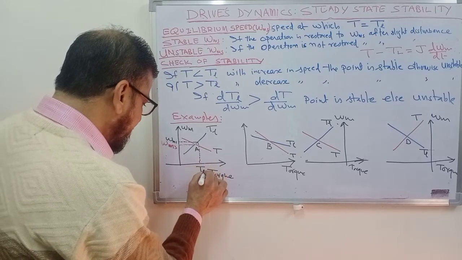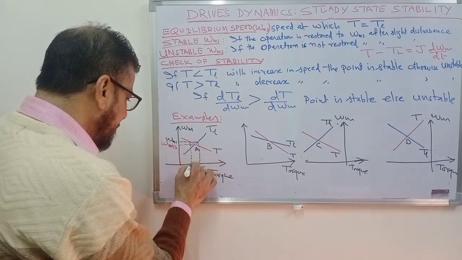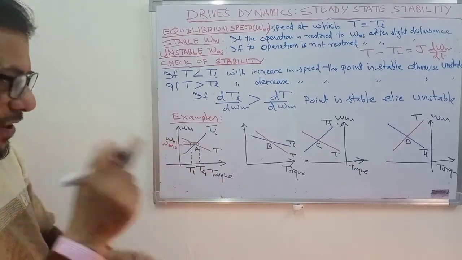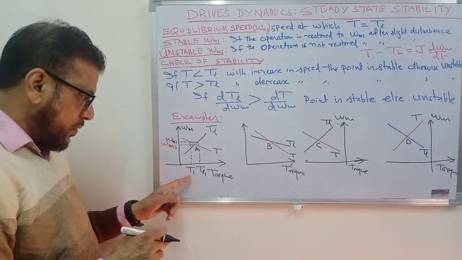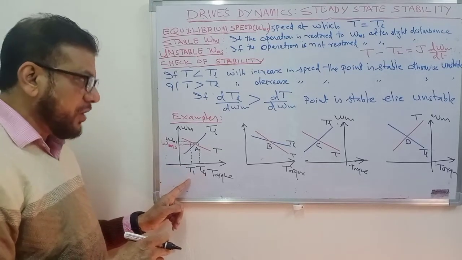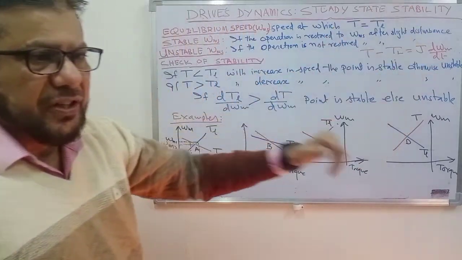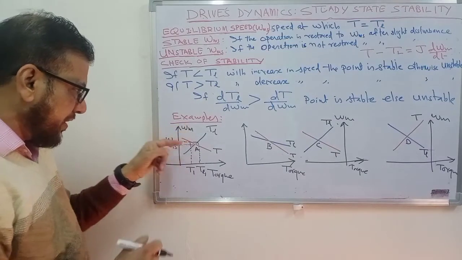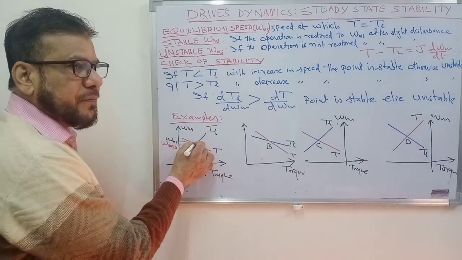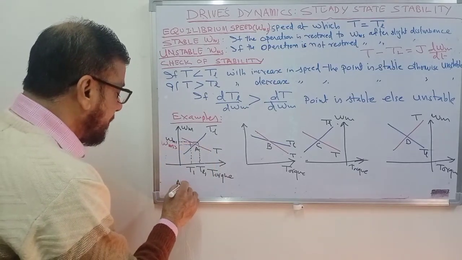becomes TL1, the motor torque becomes T1. Speed has increased, so motor torque has become less than the load torque. When the motor torque is less than load torque, this means that the motor will decelerate. Speed will decrease, again the operating point will be restored. So you can say that point A is a stable operating point.